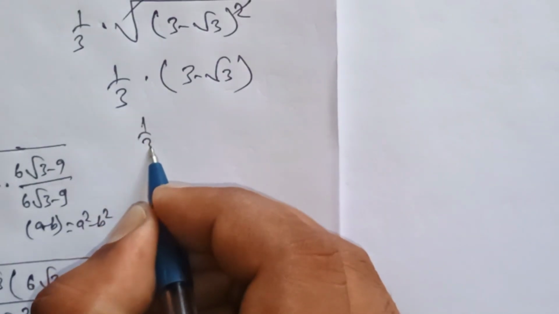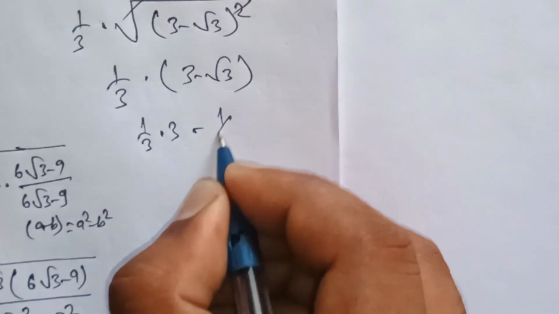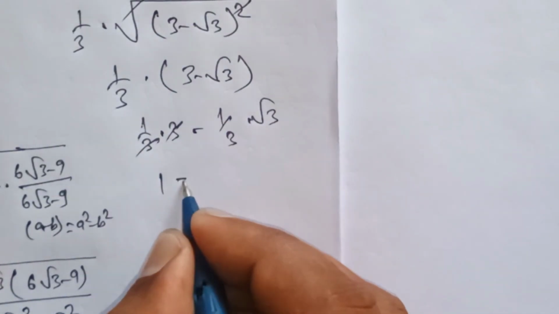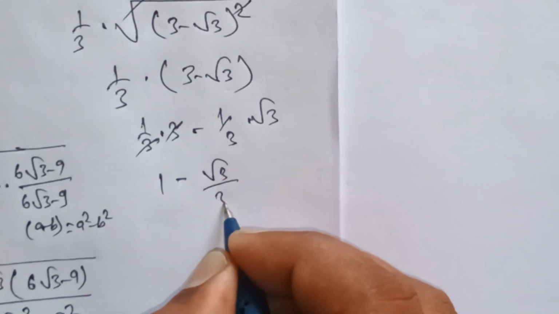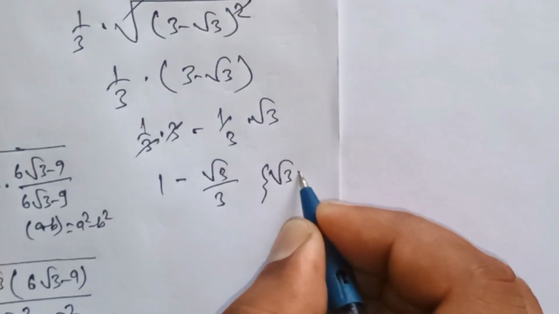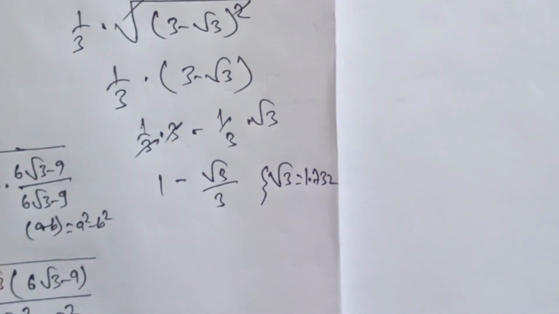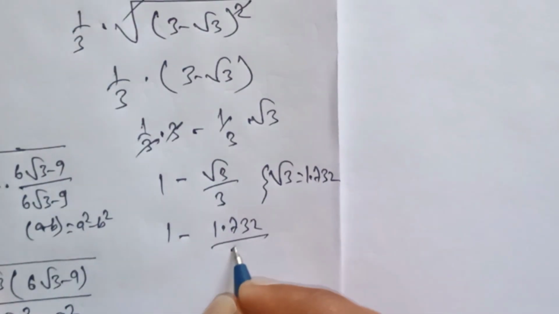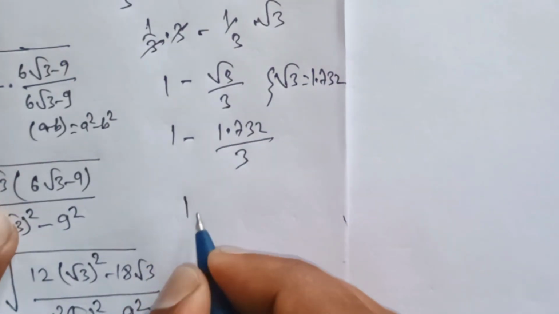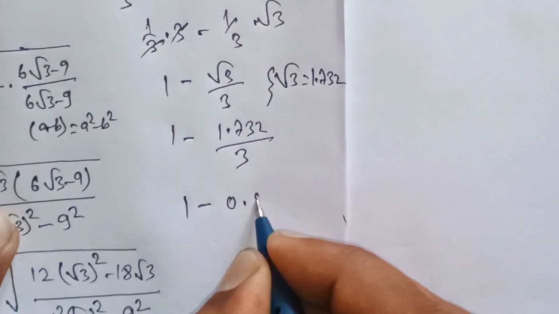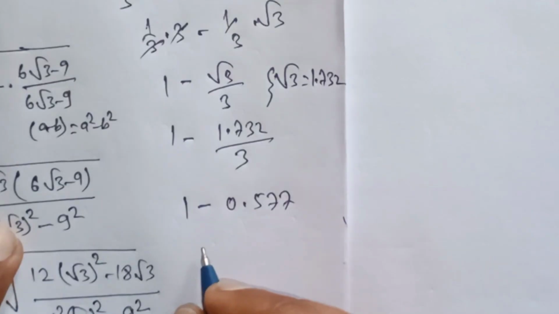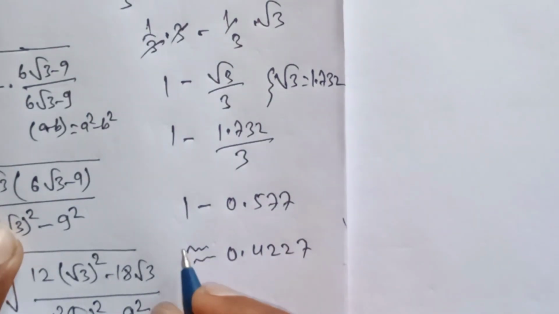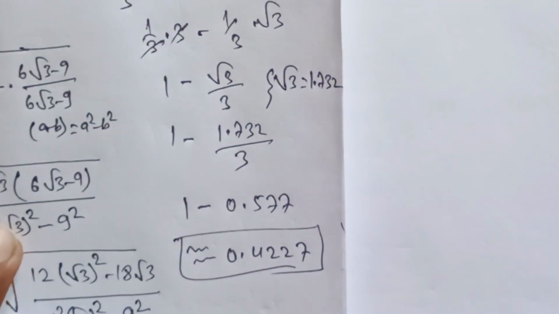Therefore 1 divided by 3 into 3 minus 1 divided by 3 into root 3. 3 cancels, left with 1 minus root 3 divided by 3. We know that root 3 value is 1.732. Therefore 1 minus 1.732 divided by 3, therefore 1 minus 0.577. The value will be approximately 0.4227. This is the final value of this radical math problem.